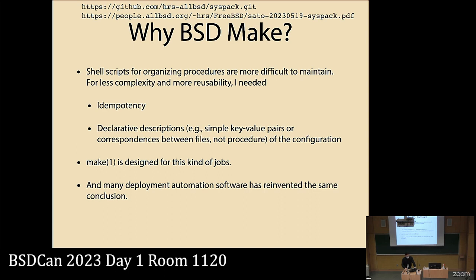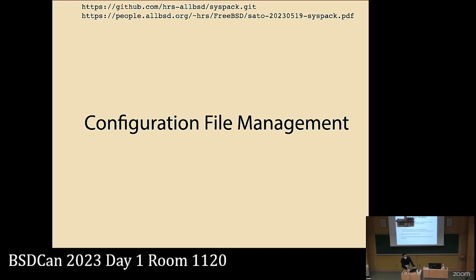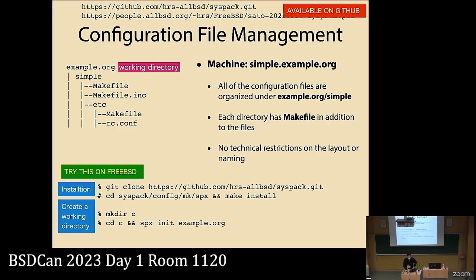And of course, there is a lot of configuration file or configuration procedure management software, but they have their own way to define how to configure the whole system. So Docker or container-based solutions tend to use some list of data, key-value pairs like JSON or other data structure descriptions. But it is truly declarative in some way. But make is enough for this kind of job. So I decided to stick to the BSD make.